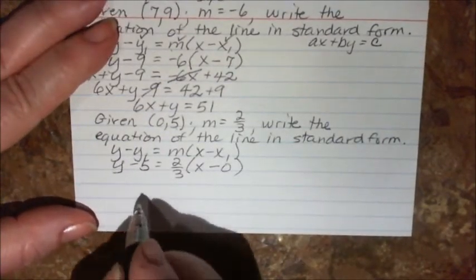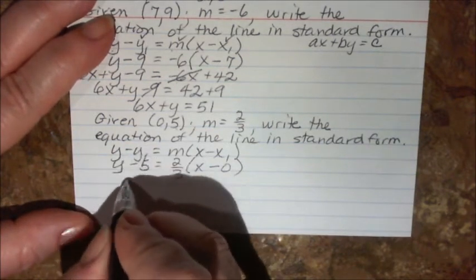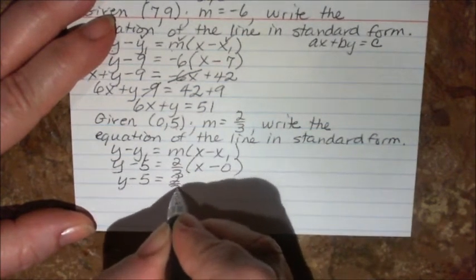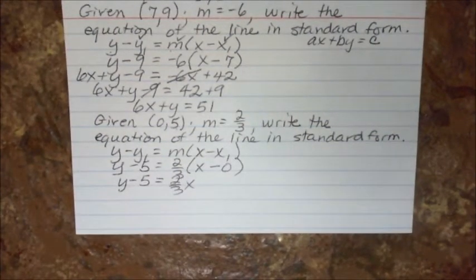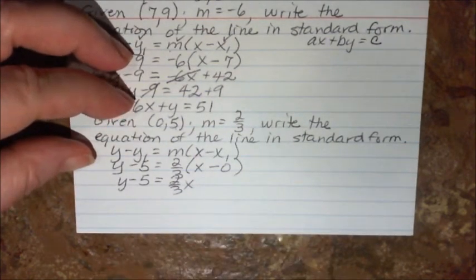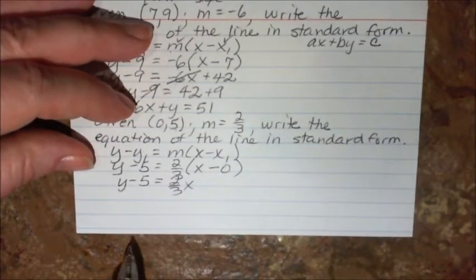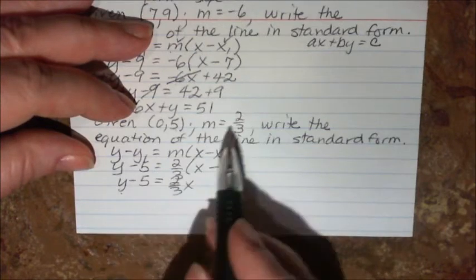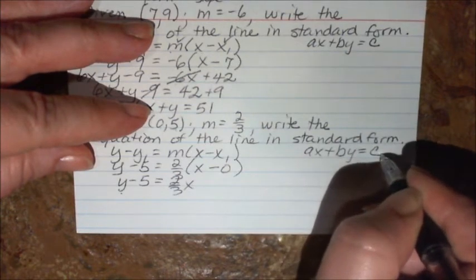Alright, so let's distribute to remove the parentheses. Let's see, y minus 5, and this is 2/3 times x, 2/3 x. And what's 2/3 times 0? Well, it's just 0, so we don't have to write that. Now remember what form we want this equation in. We're asked to write it in standard form, so we're going to pay attention to that. Sometimes we're asked to write it in another form, or maybe we want y by itself, but we're asked here for standard form. Ax plus by is equal to c.